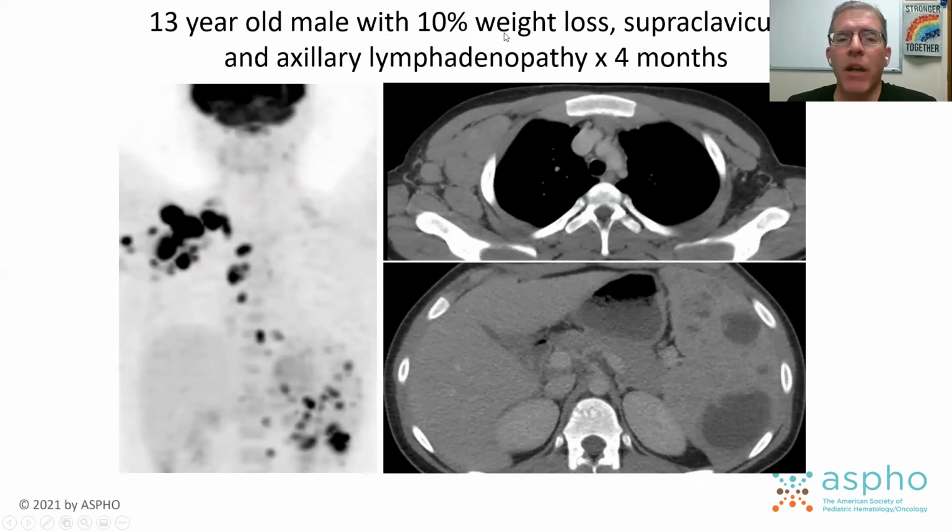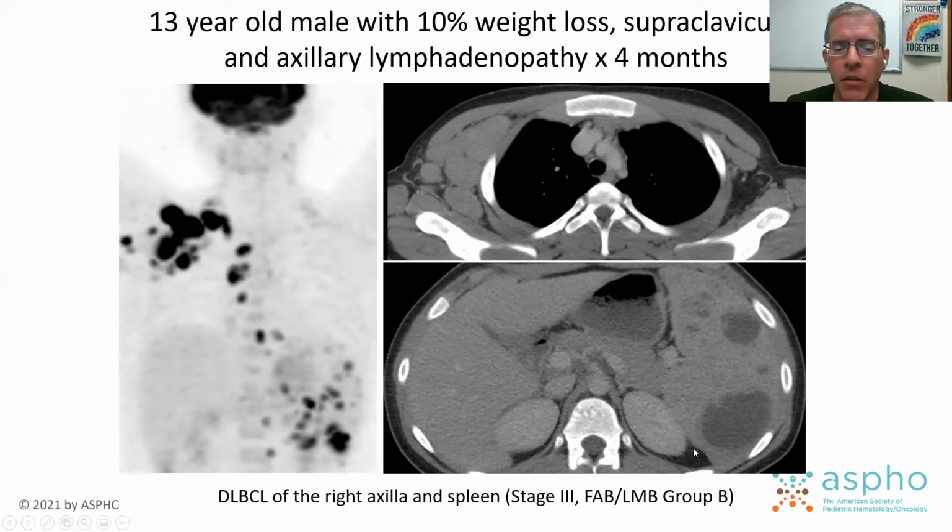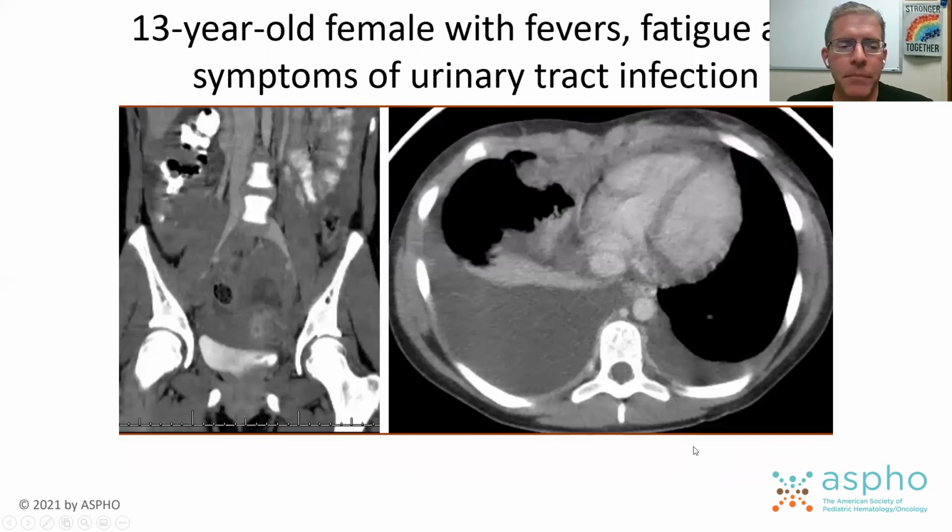Here's a 13-year-old with 10% weight loss, supraclavicular and axillary lymphadenopathy for several months. Here you can see the axillary and supraclavicular adenopathy. Here you can see the spleen involvement, which again you see here and down here. So he was stage 3 FAB-LMB group B.